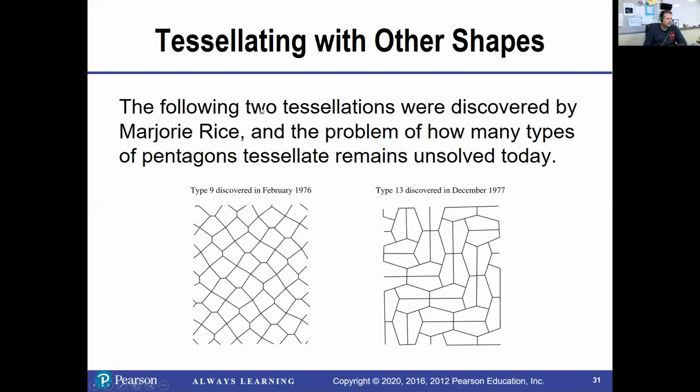Then you have these 2. This says the following 2 tessellations were discovered by Marjorie Rice, and the problem of how many types of pentagons tessellate remains unsolved today. Notice these are all pentagons, just weirdly shaped pentagons, and they do tessellate. But it's just another way of showing some tessellation.